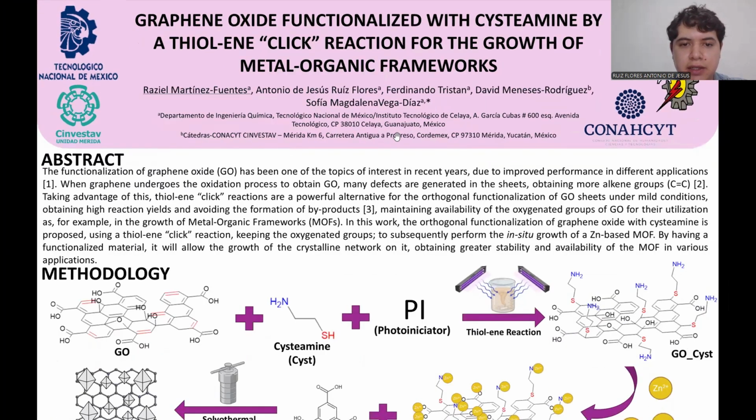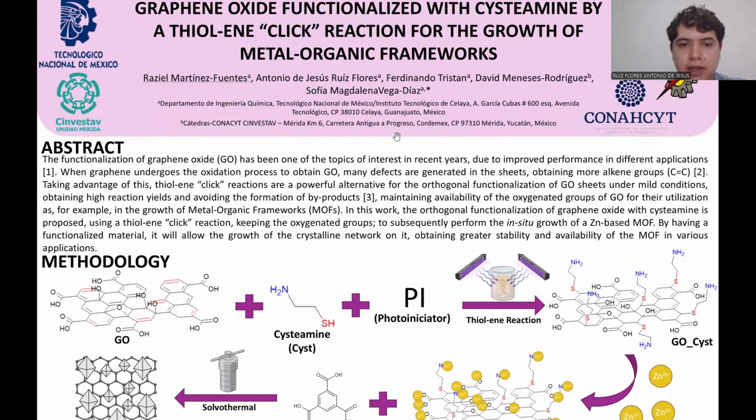The functionalization of graphene oxide has been one of the topics of interest in recent years due to the improved performance in different applications. When graphene undergoes the oxidation process to obtain graphene oxide, many defects are generated in the sheets, obtaining more alkene groups.